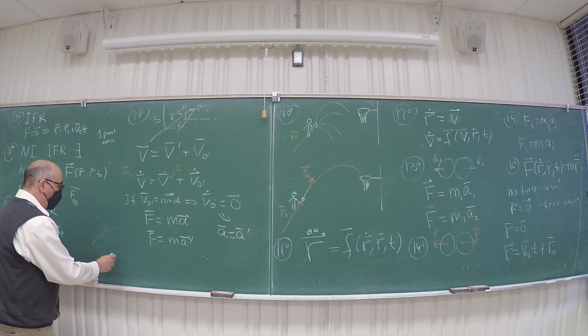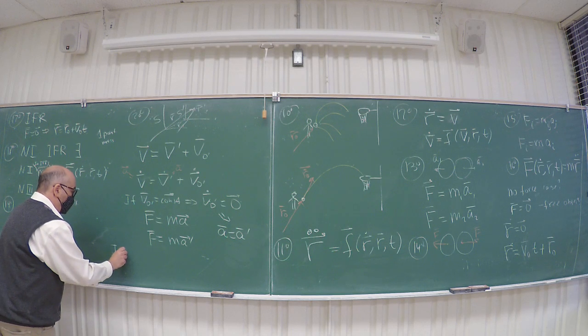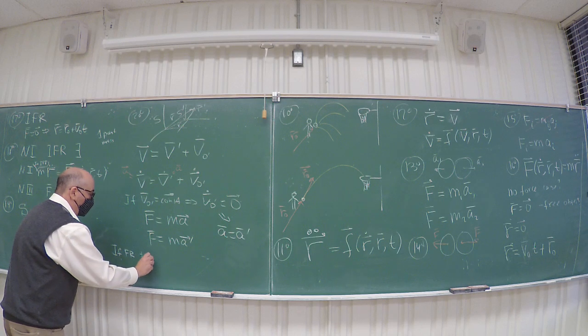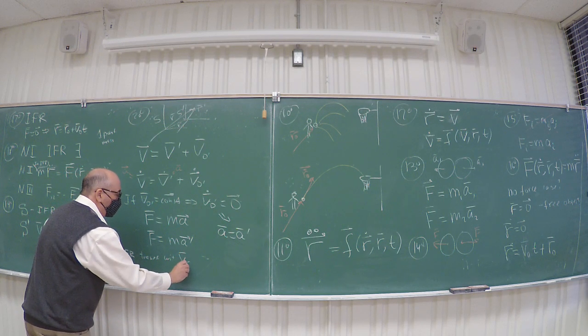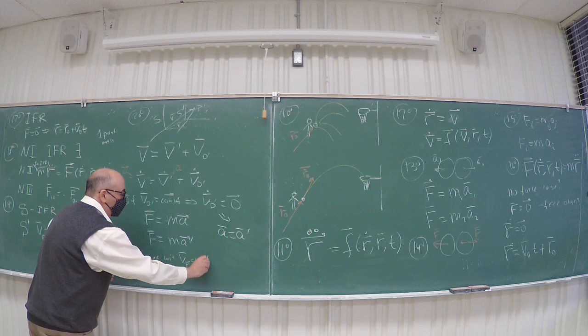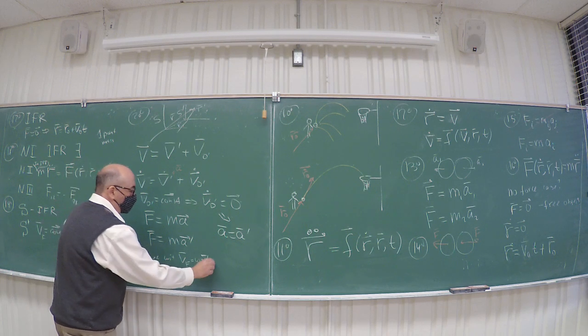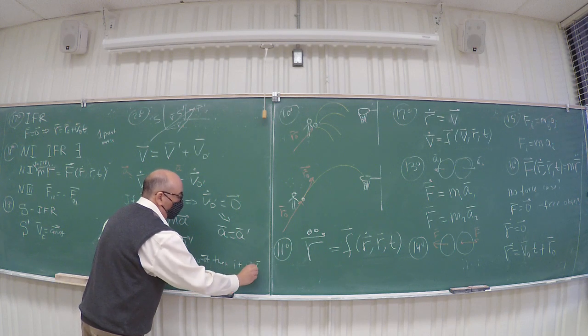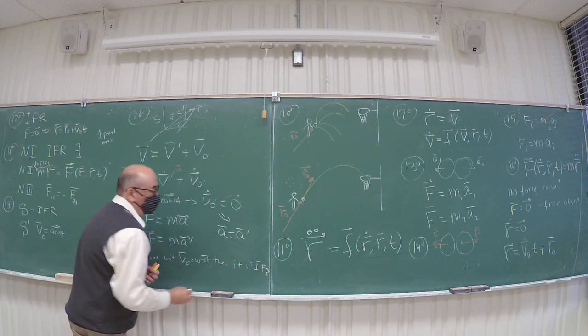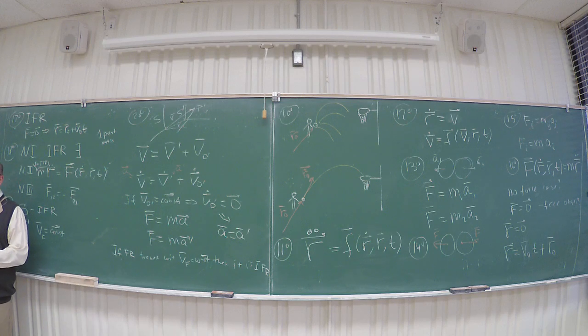So if a frame of reference travels with v of frame equal to constant, then it is an inertial frame of reference. Does that make sense?